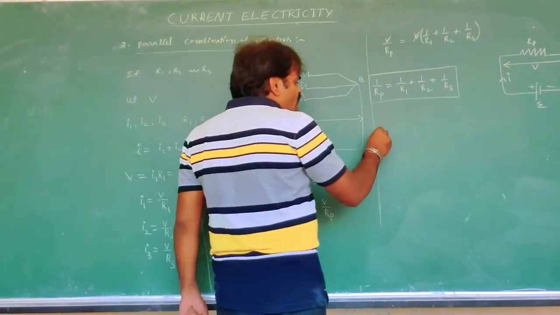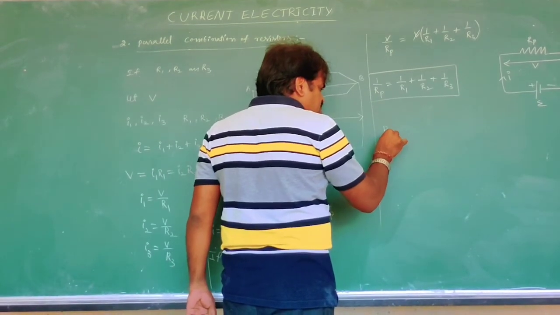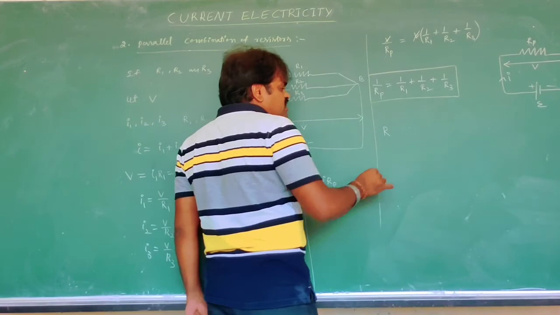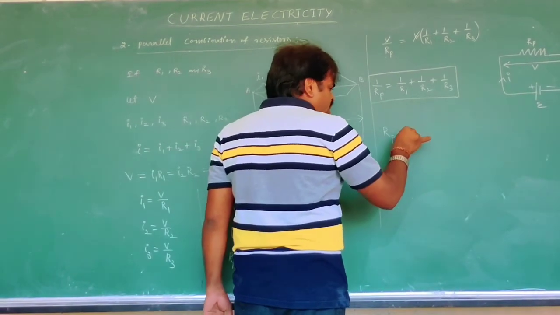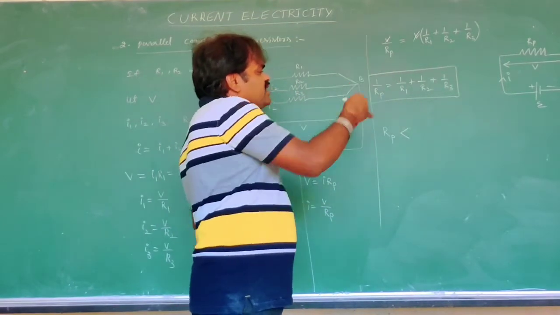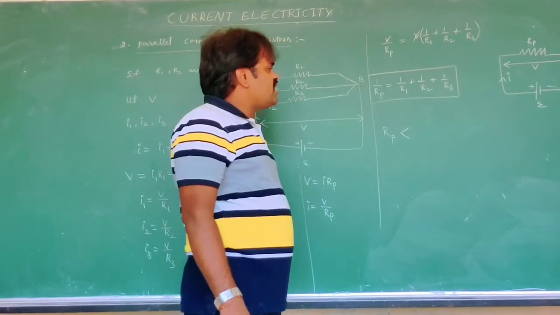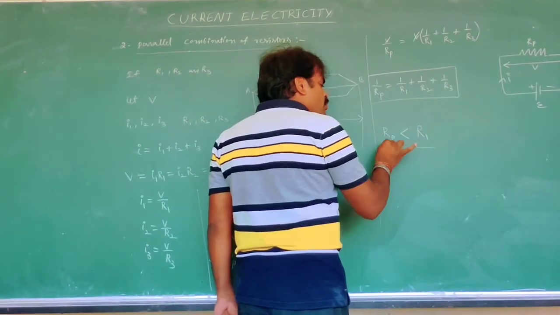Here in the parallel combination of resistances, the equivalent resistance Rp is always less than any one of the resistances in the combination.